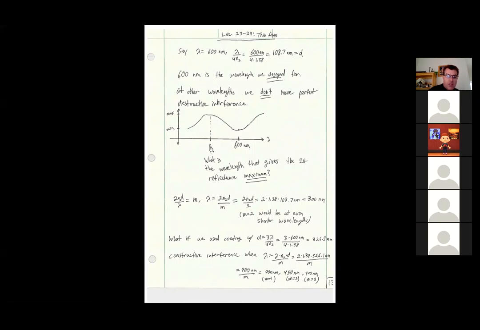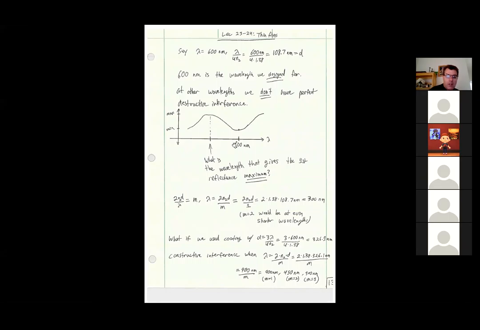So what's this wavelength here? Well, we're going to have to figure out what wavelength gives a maximum. So we set 2N2D over lambda now equal to an integer instead of something shifted by 1/2 from an integer. So we're going to get 300 nanometers here.